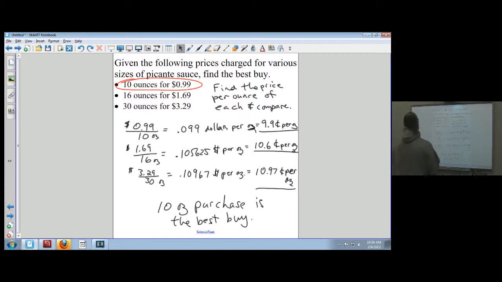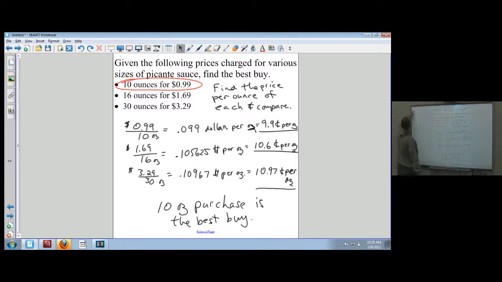Now, unfortunately, when you go to your typical Walmart or whatever, right there on the little tag on the shelf, it already tells you the price per ounce. However, we may not necessarily want to always trust what that says there. So it's probably not a bad idea for you to double check the arithmetic. Okay?